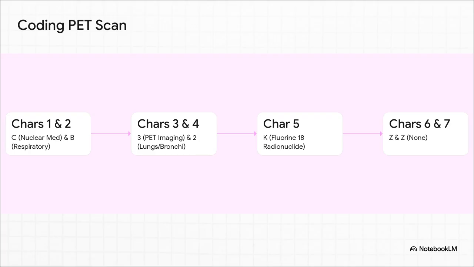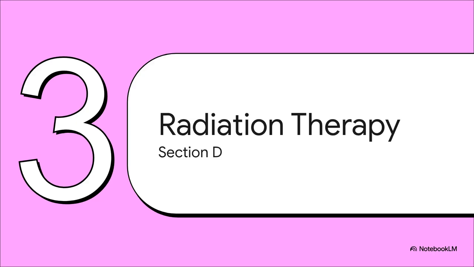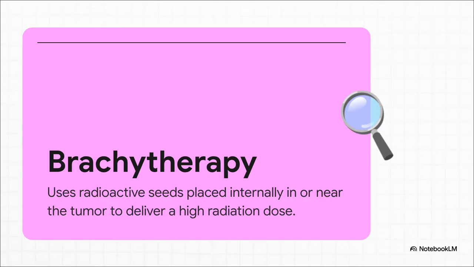See? It's a beautifully logical system once you just know the definitions. Next up is section 3, radiation therapy modalities, or section D. Now, brachytherapy is an incredibly high-yield term for coders. You absolutely must differentiate this internal radioactive seed placement from external beam radiation. By placing seeds directly in or near the tumor, the physician delivers a highly localized dose of radiation while strictly controlling the exposure to the surrounding healthy tissues. It's a real game changer for localized treatment.